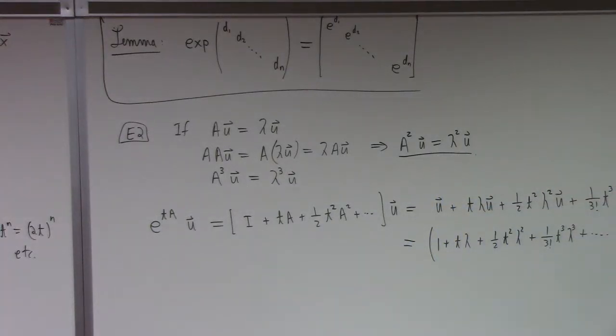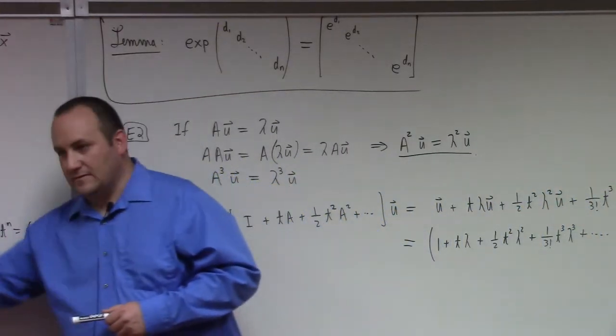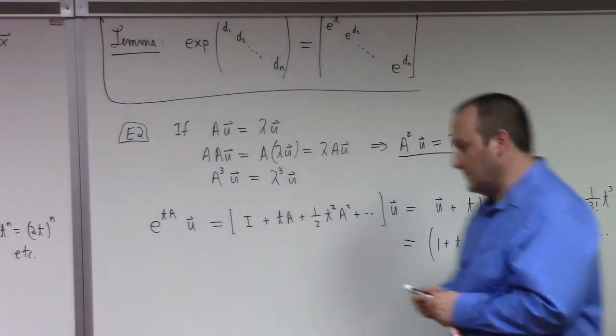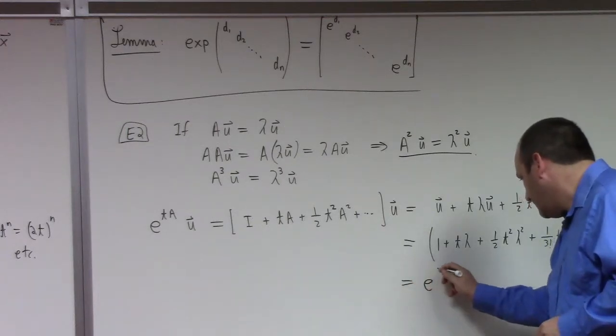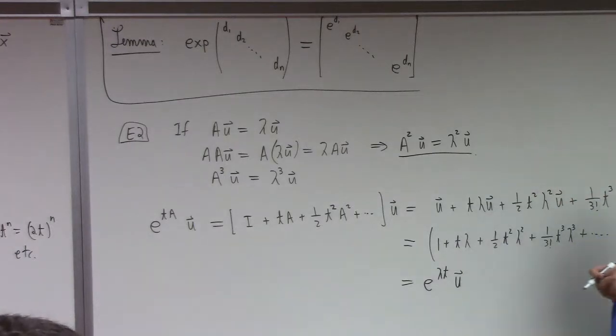I mean, if lambda was i, it could be cosine plus i sine t, sure. But generically speaking, what's this? It's the same pattern as these, but with lambda instead of 2 or 3. I mean, this is e to the lambda t. Wait a minute, what is that?